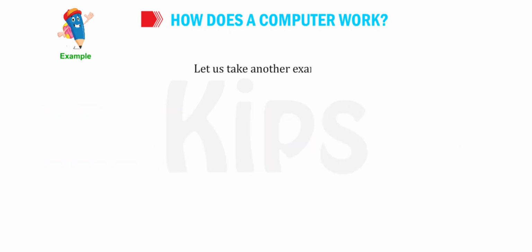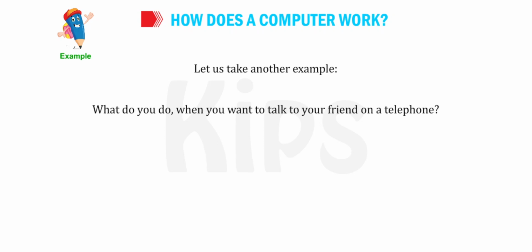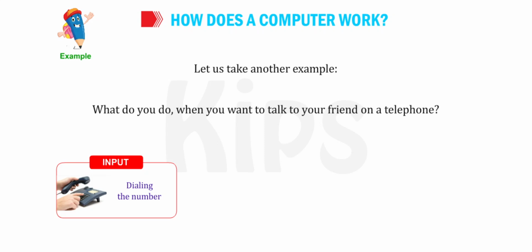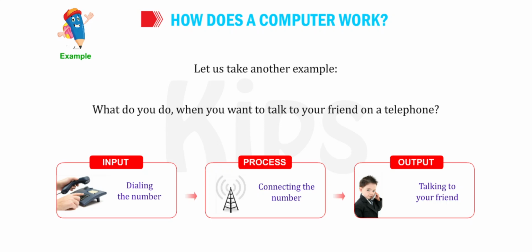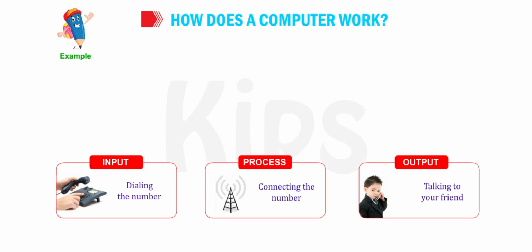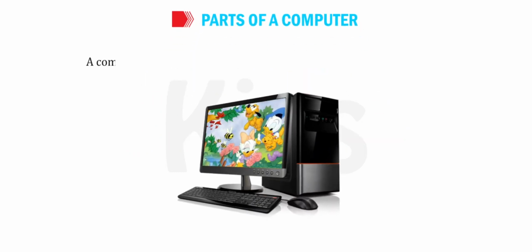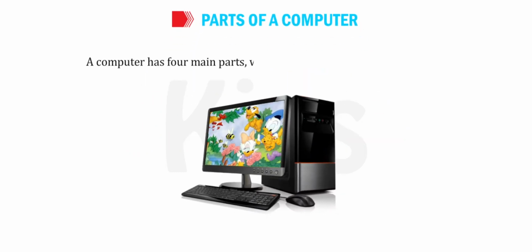Let us take another example. What do you do when you want to talk to your friend on a telephone? Input is dialing the number. Process is connecting the number. And output will be talking to your friend. Now we shall discuss the parts of a computer. A computer has four main parts which help in performing the IPO cycle.